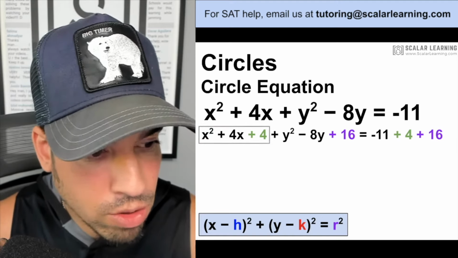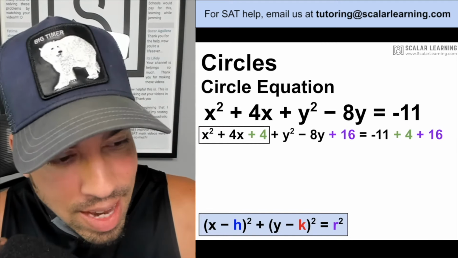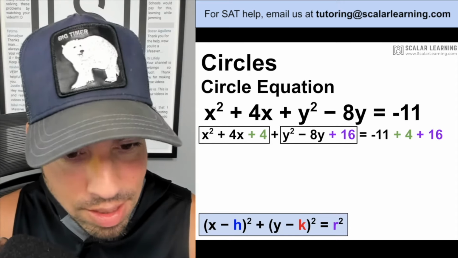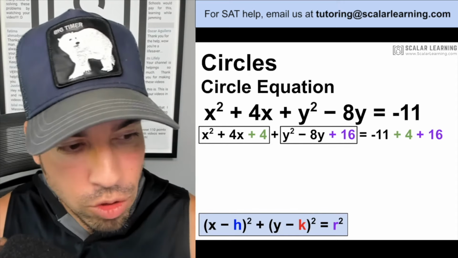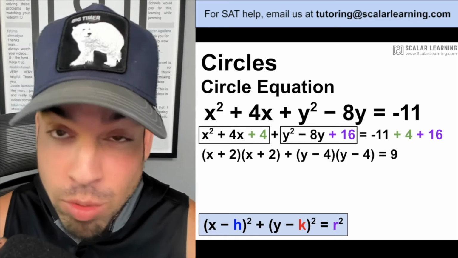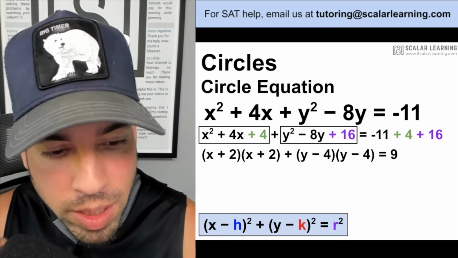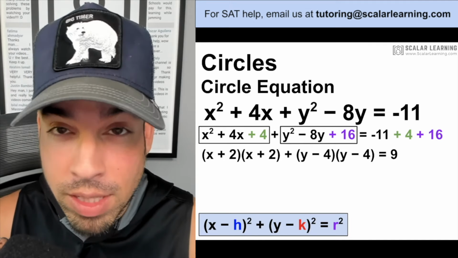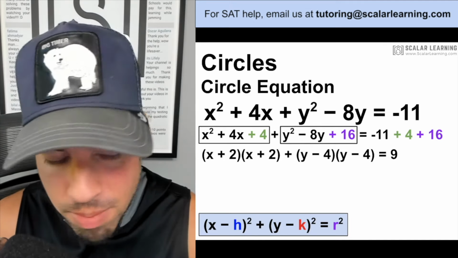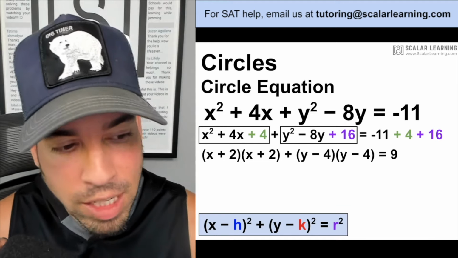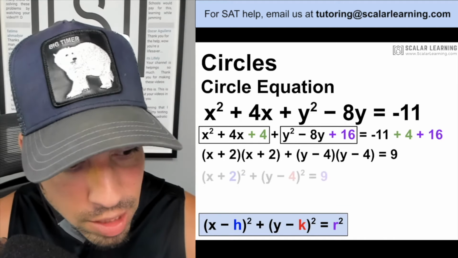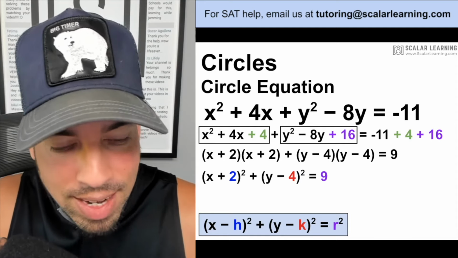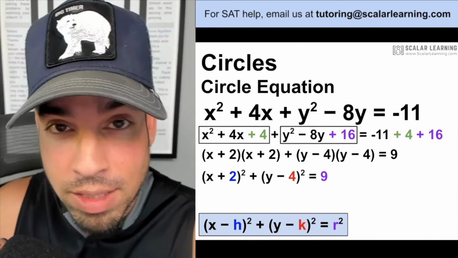Now we come down here, and that is a perfect square trinomial. I'm going to factor it as such. So is this one as well, and we're going to factor it as such. On the left, we get (x plus 2) times (x plus 2). And for the y's, we get (y minus 4) times (y minus 4). On the right-hand side of the equation, we add everything together, and we get 9. Beautiful. Now I'm going to rewrite it one more time, because (x plus 2) times (x plus 2) is the same as (x plus 2) squared. (y minus 4) squared can be written as that, and now we have equals 9. Now we're in the standard form.